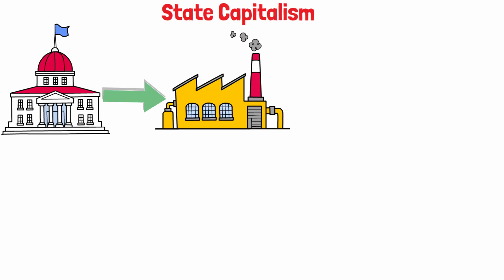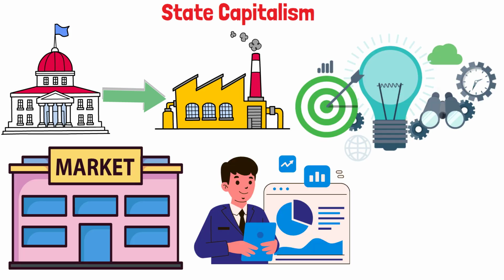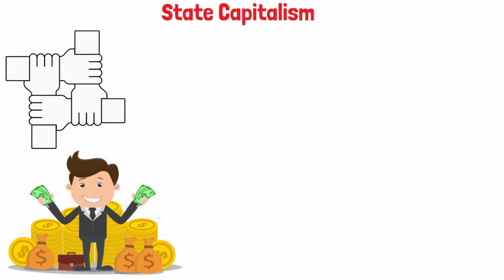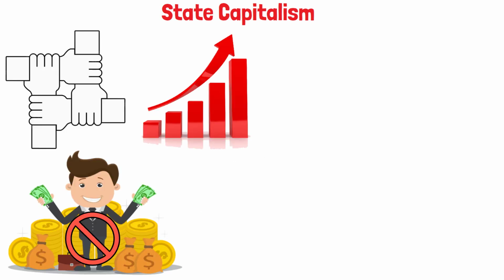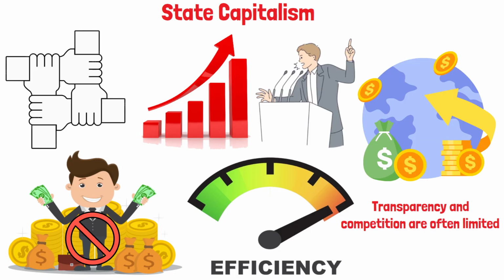State capitalism. Here, the government plays a dominant role in key industries. Markets exist, private businesses exist. But strategic sectors, energy, banking, transportation, are controlled or heavily influenced by the state. The goal is national strength, not individual wealth. Growth can be fast, efficiency can be high, but transparency and competition are often limited. Economic power and political power are closely linked.